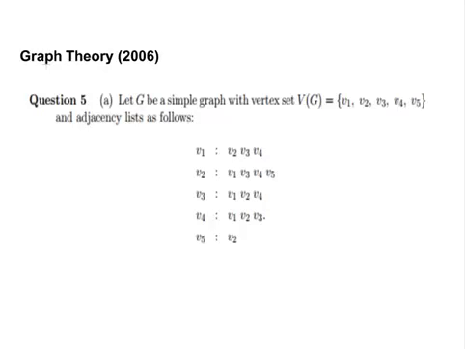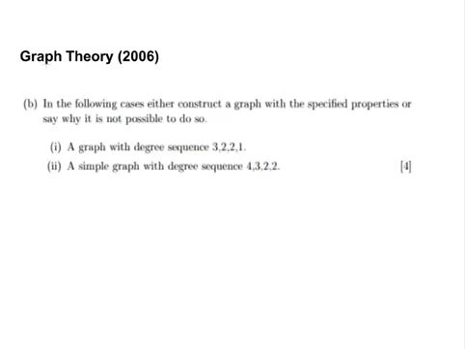Let G be a simple graph with vertex set V_G equals {V1, V2, V3, V4, V5}, and the adjacency list as follows. V1 is connected to V2, V3, and V4, and so on. So let's look at the questions now on the next slide, and then we'll get back to work.